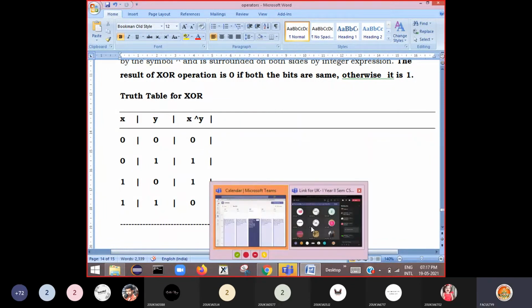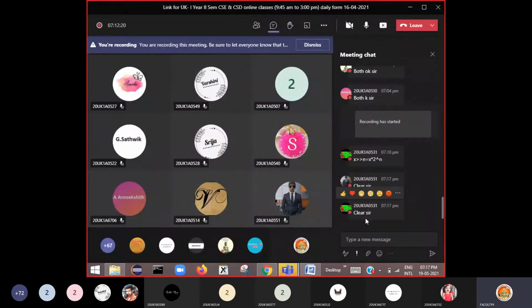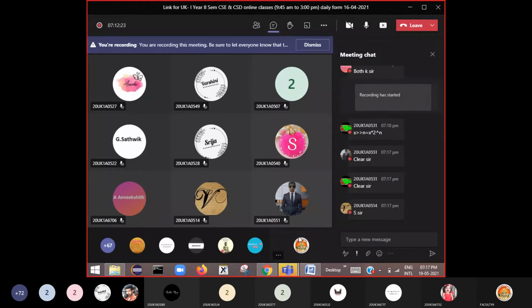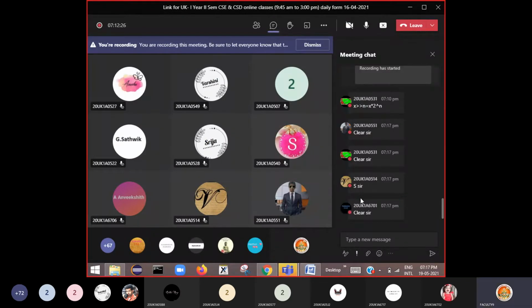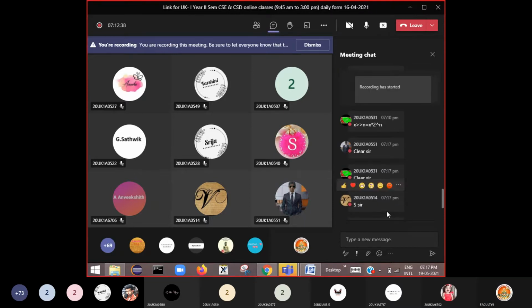This is clear? Okay. Then x right shift n is nothing but x into 2 power of n, right? Is it 2 power of n? No. When you shift right, the number becomes half. When you shift left, the number becomes doubled. From the example, who is this 531? What is your doubt? I could not understand from this equation.